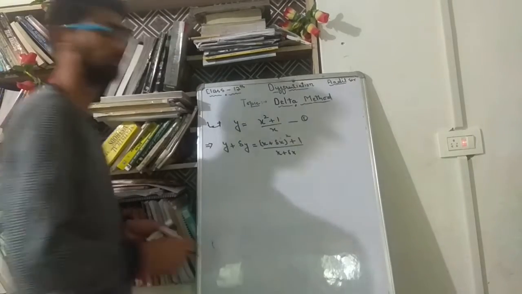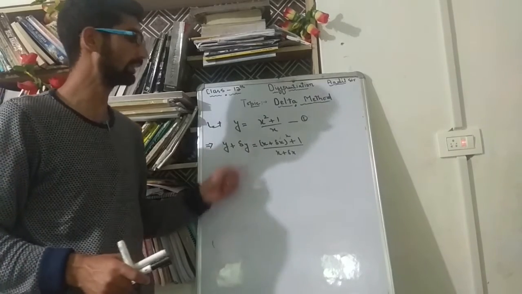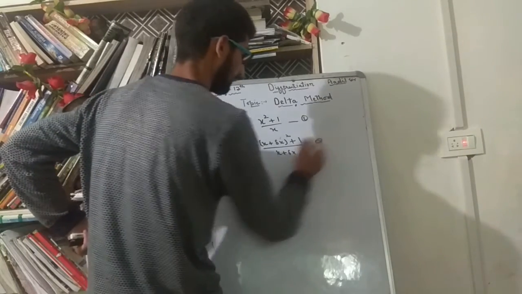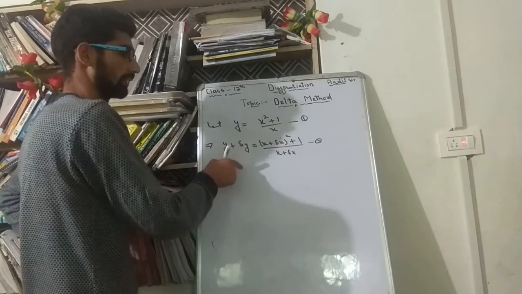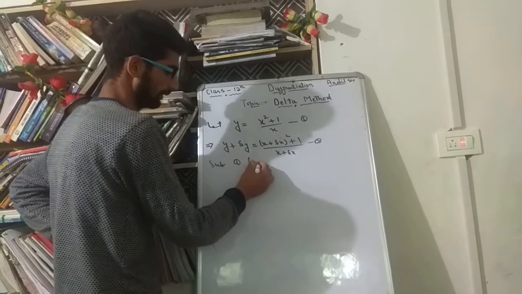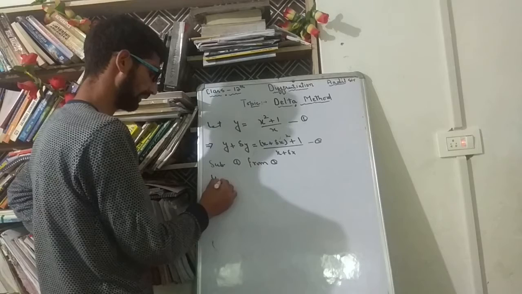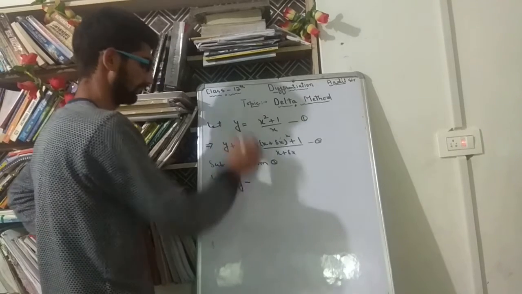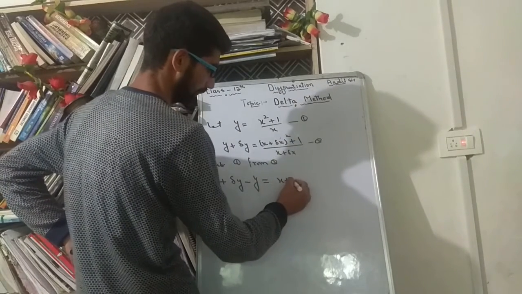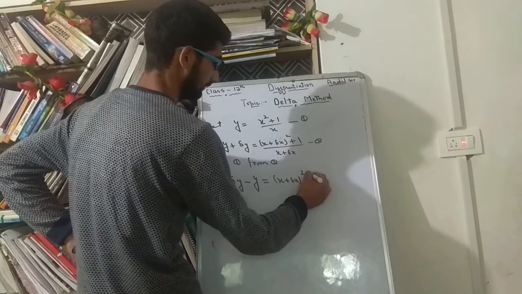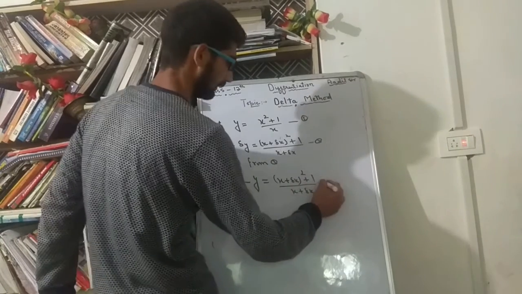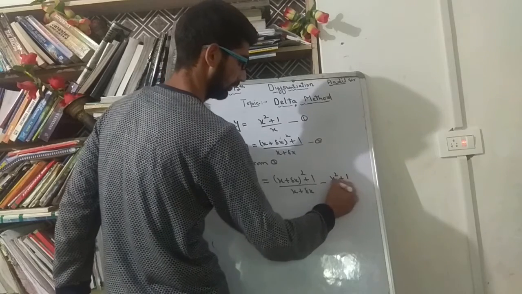I can use the formula directly, but when we follow the steps like this, we will get this method clearly. So here it will be my equation second. What is my next step? Next step is we have to subtract the first equation from the second equation. So we will get y plus del y minus y equals x plus del x whole square plus 1 divided by x plus del x, and then minus x square plus 1 divided by x.